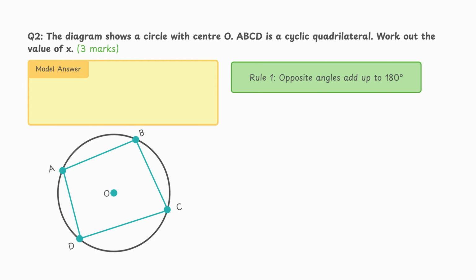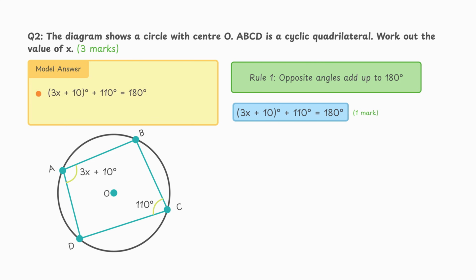Now look at the diagram. One angle is labeled 3x plus 10 degrees, and the opposite angle is 110 degrees. Since they are opposite, we add them together and set the total equal to 180 degrees. So we write the equation. Open bracket 3x plus 10 close bracket plus 110 equals 180. This earns 1 mark.